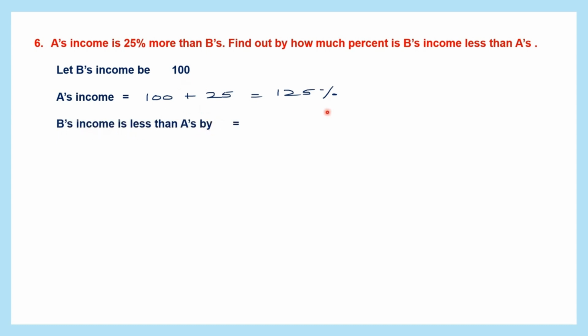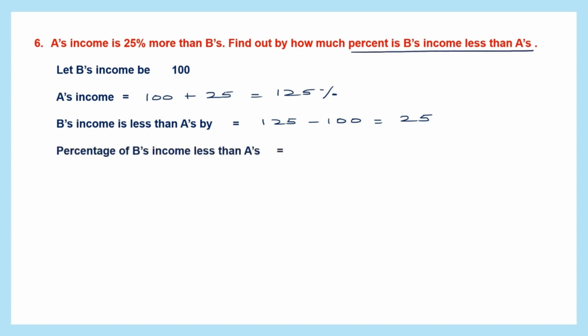This is B's income, this is A's income. So by how much is B less than A? We have to subtract these two. That is 125 minus 100, which gives us 25. Now here we are asked to find the percentage of B's income less than A's. So to find the percentage, we have to take this number, by how much B is less than A, divided by the value of A, that is 125, and to find the percent, we multiply by 100%.